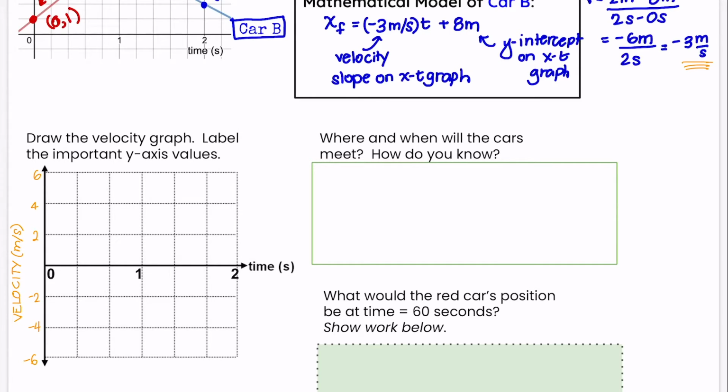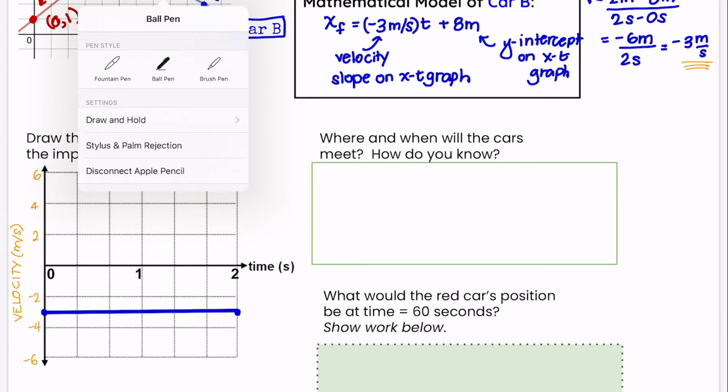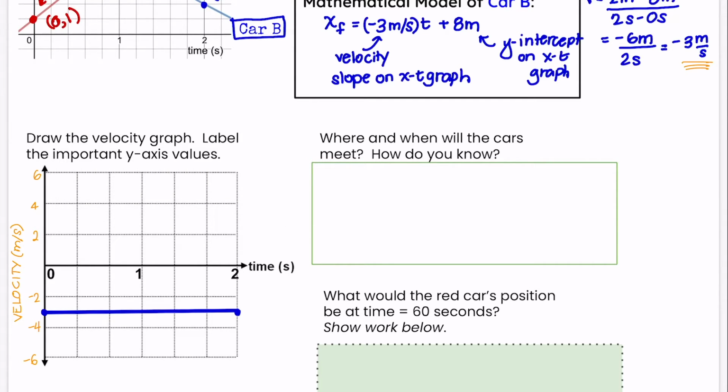So let's go ahead and graph our velocities. I'm going to go ahead and graph car B's velocity first. So it's negative 3 meters per second. So it's going to be right here between negative 2 and negative 4. And then draw my straight line because the car went at negative 3 meters per second for 2 seconds. And then for car A, I'm going to find 4.5 meters per second, and it traveled at 4.5 meters per second for 2 seconds. So this straight line goes all the way across 2 seconds.